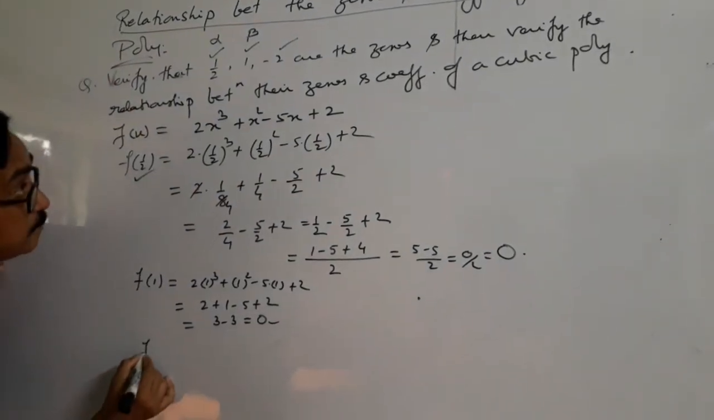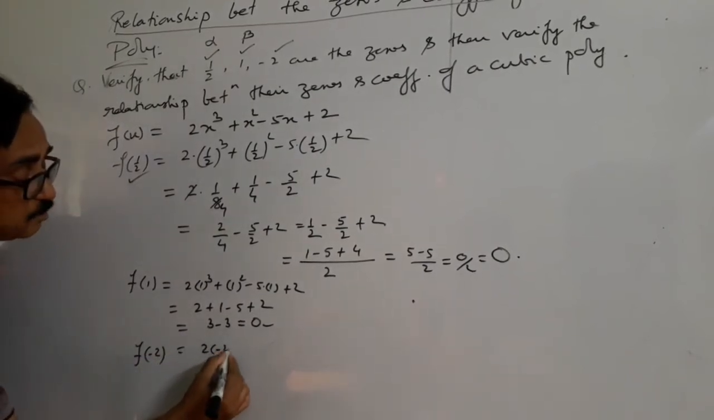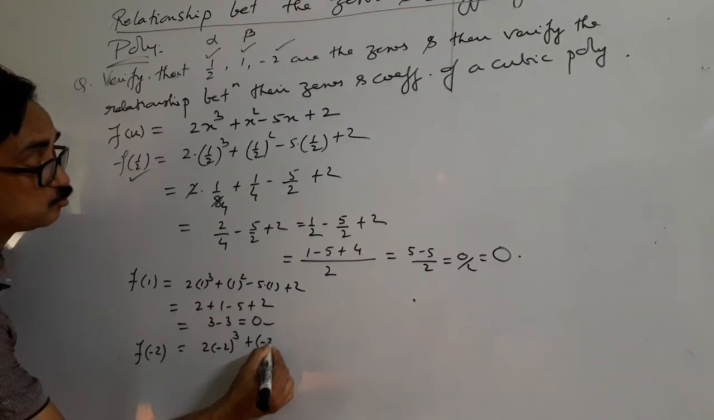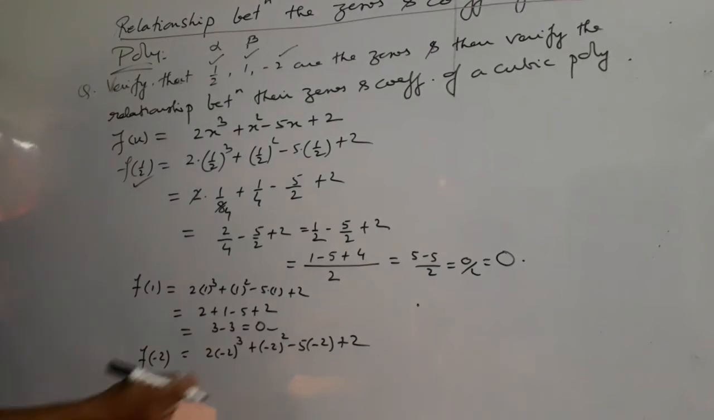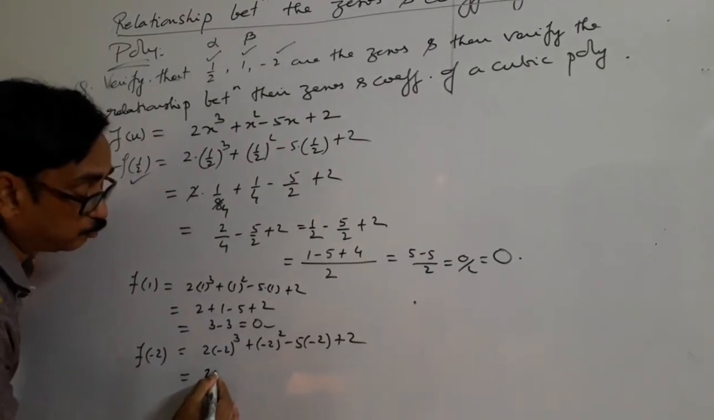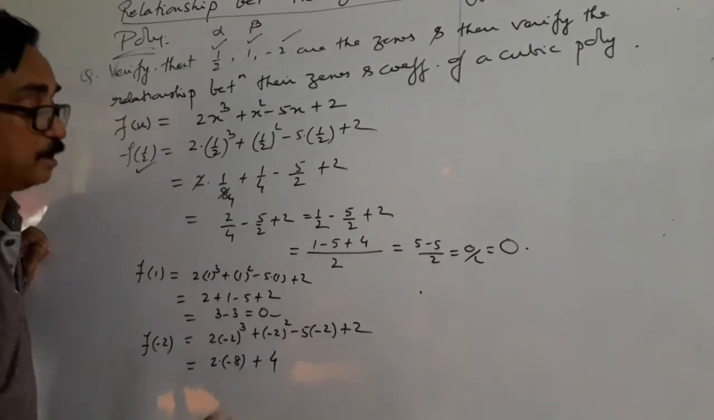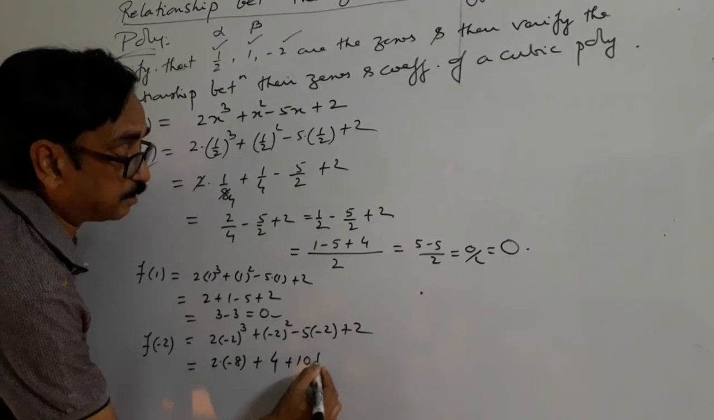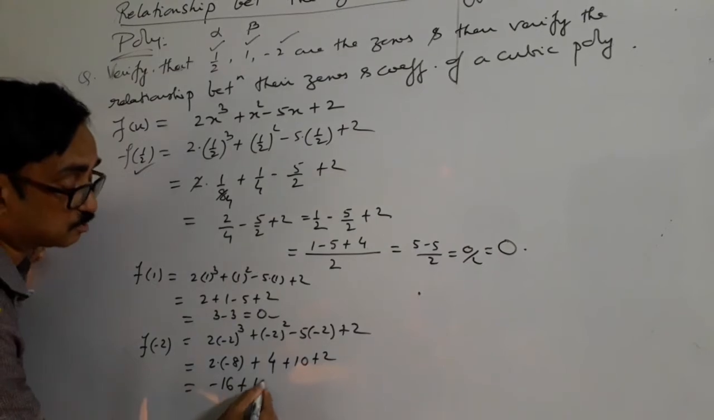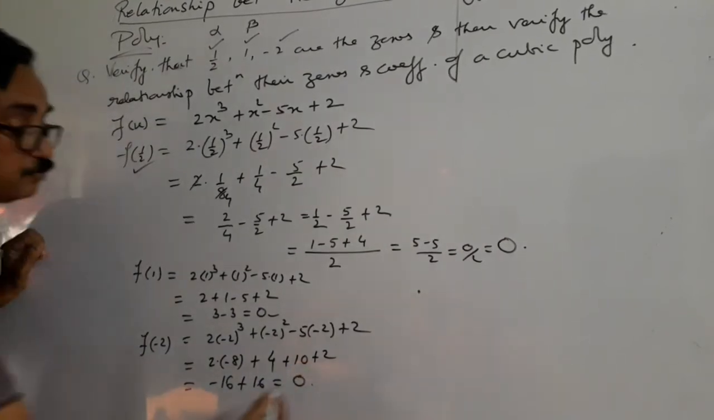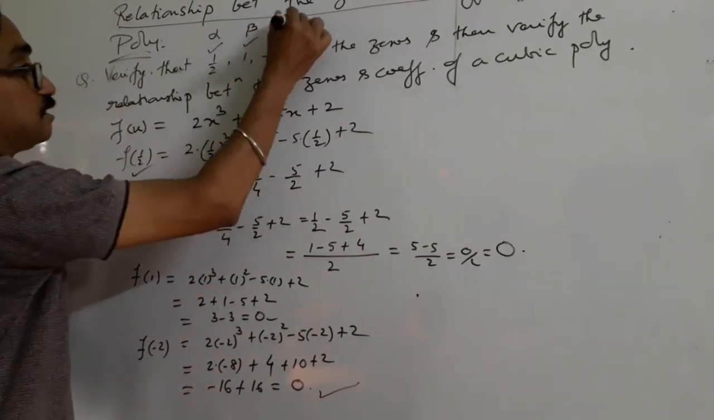Now for the third one, f of minus 2. 2 into minus 2 the whole cube plus minus 2 the whole square minus 5 into minus 2 plus 2. Minus 2 cubed is minus 8, so 2 into minus 8, and minus 2 squared becomes plus 4, minus 5 into minus 2 is plus 10, plus 2. That becomes minus 16 plus 16, which again equals 0. Therefore it is also a solution of the given cubic polynomial, and this we can consider as gamma.